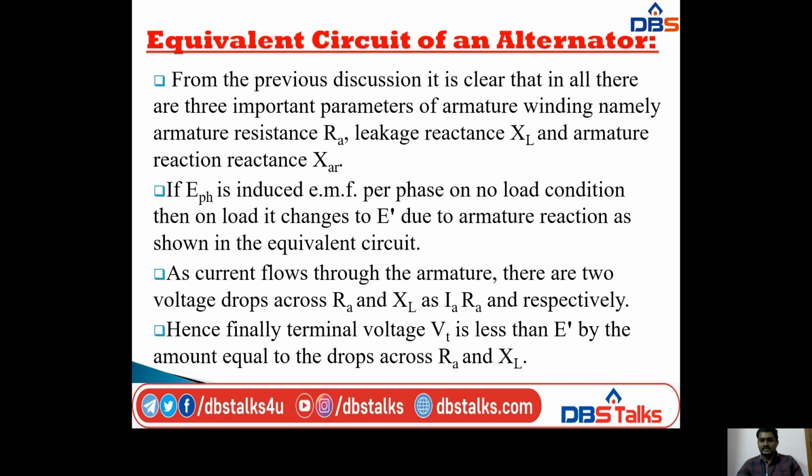So if E phase is induced EMF per phase on no load condition, then on load it changes to E dash due to armature reaction. Okay. Next, as current flows through the armature, there are two voltage drops across Ra and XL, that is the armature resistance and leakage reactance, those are IaRa and IaXL respectively. Hence finally terminal voltage Vt is less than E dash by the amount equal to the drops across Ra and XL.